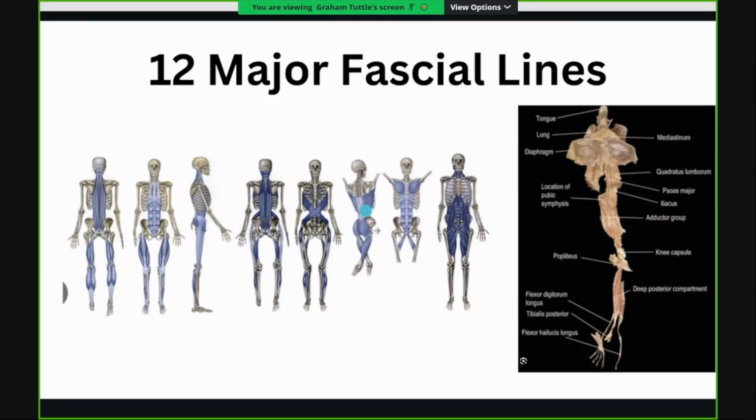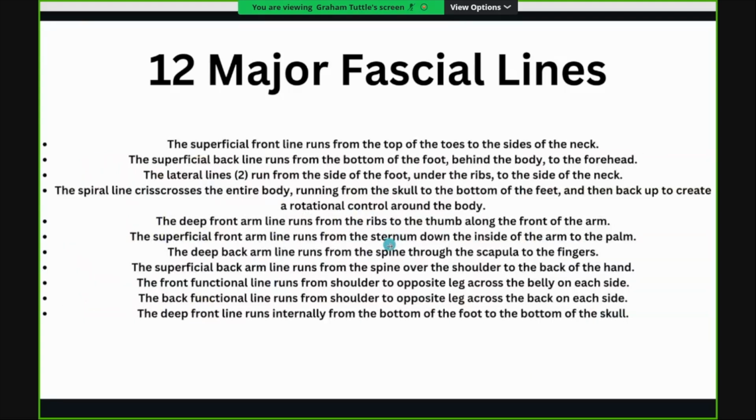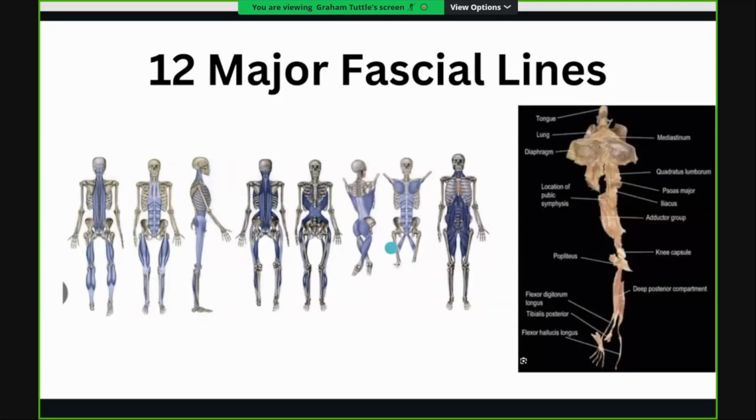But what you see, that's where you're throwing and twisting and swinging in rotation. That happens there. The deep front line runs internally from the bottom of the foot to the bottom of the skull. So that's like deep down in here. This is for people that feel so stiff. This is why plantar fascia matters, and why you need to be able to move your feet.